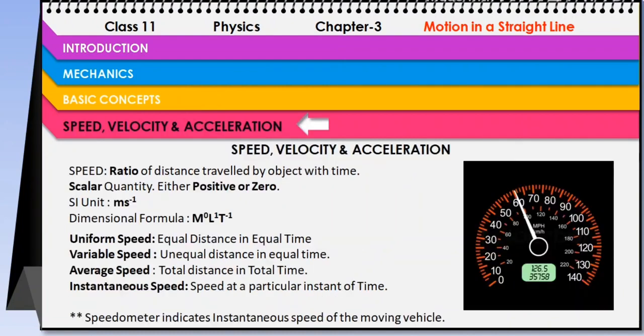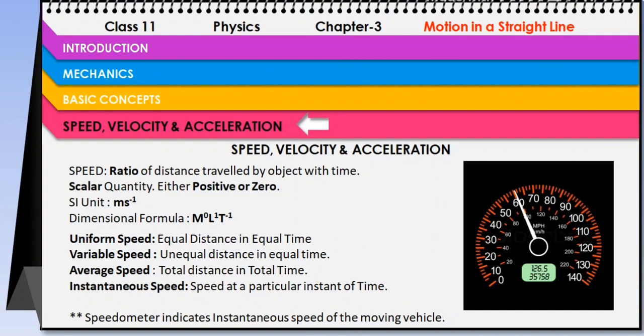Now let us talk about speed, velocity and acceleration. What we will do, we will see the definition, the characteristics, the SI unit, that is standard unit, the dimensional formula and then the types. Clear? So starting with speed, speed is the ratio of distance traveled by the object with time. As it does not depend on the direction, it is a scalar quantity, as distance and time both are scalar quantities. Speed can be either positive or zero. The SI unit of speed is meter per second. Dimensional formula is M0 L1 T-1.